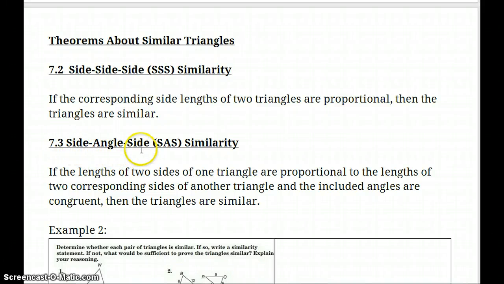7.3, the Side-Angle-Side Similarity. If the lengths of two sides of one triangle are proportional to the lengths of two corresponding sides of another, and the included angles are congruent. Again, very important to make sure you understand: the sides must be proportional, and the angles must be congruent. Then we can prove that the triangles are similar.